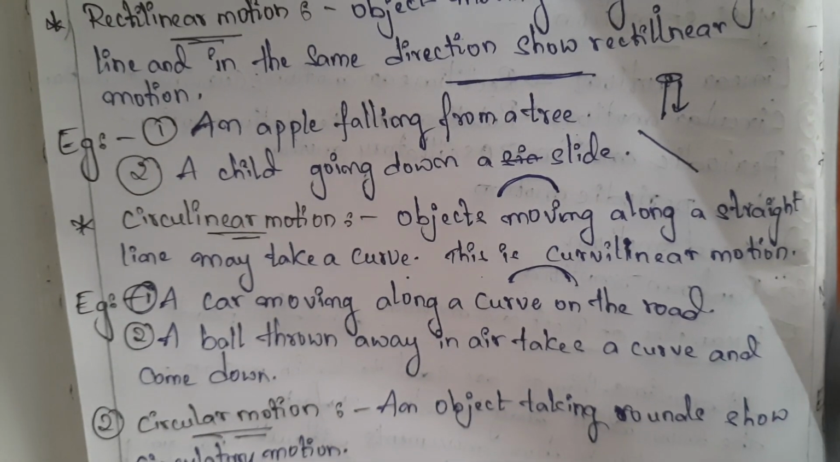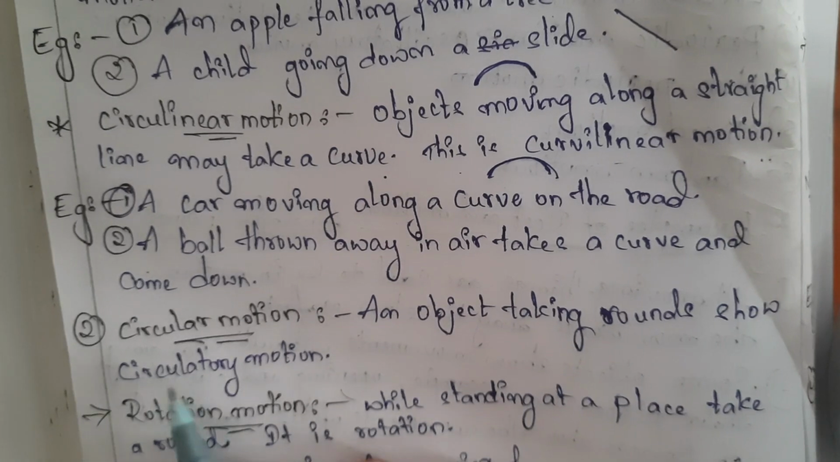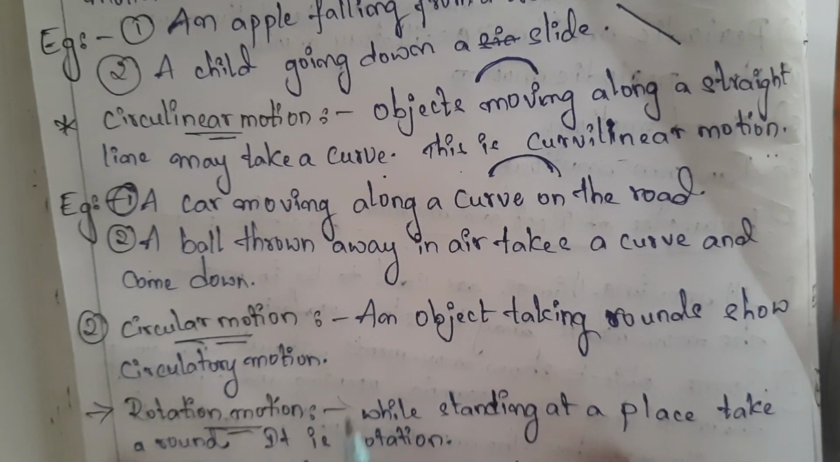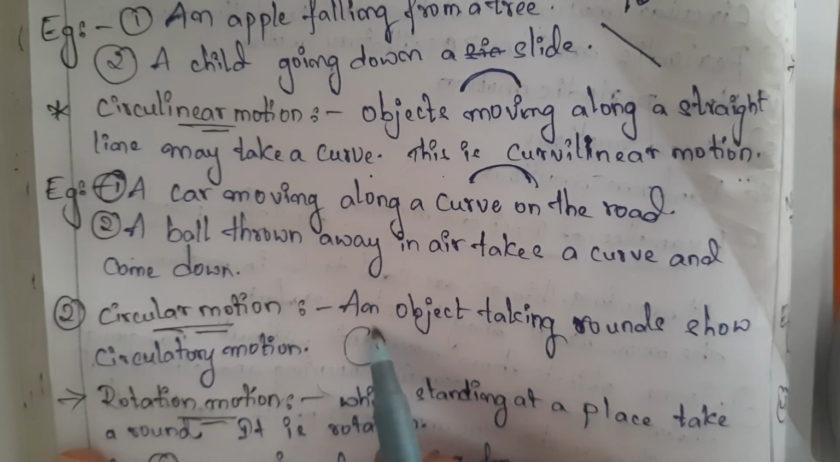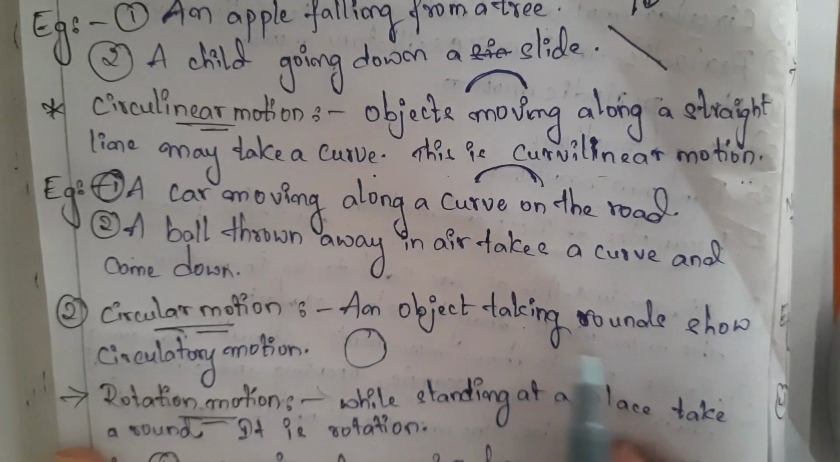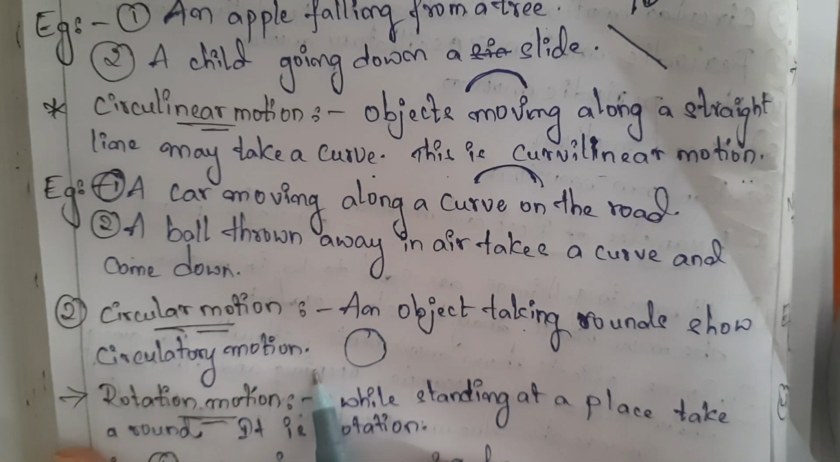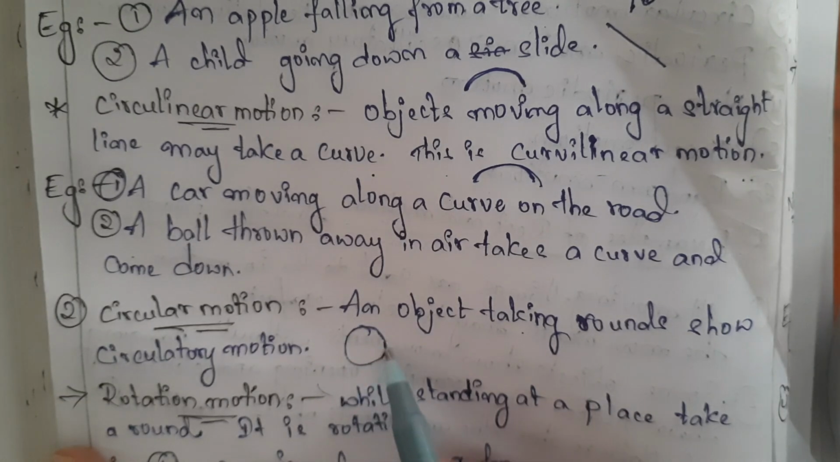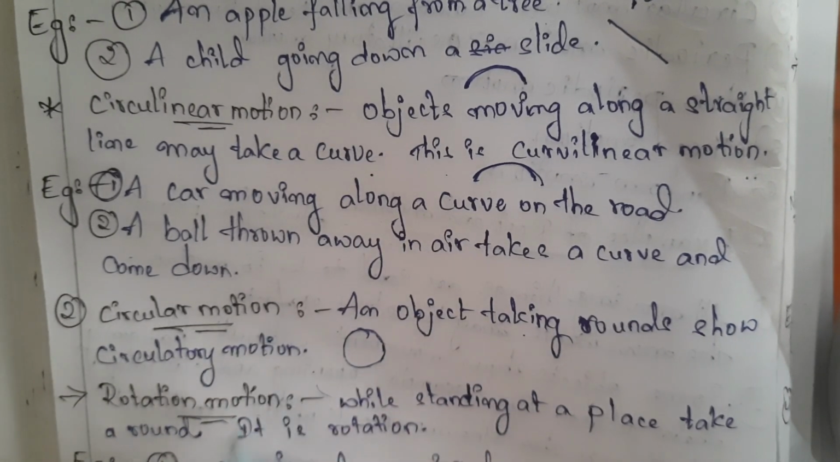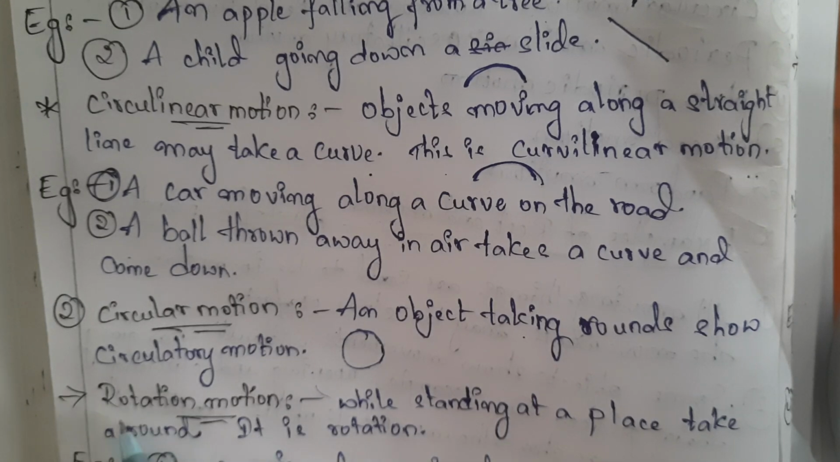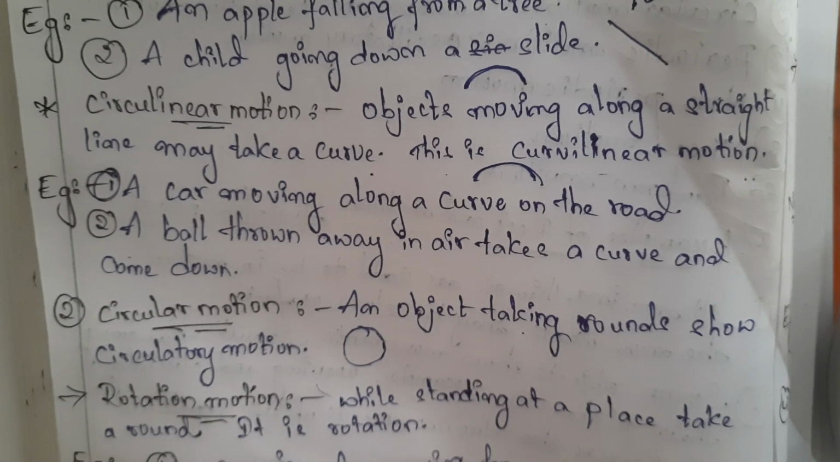Now let's start the second category of motion, which is circular motion. So again from the name we can recognize that circular means something is moving in a circle. An object taking a round shows circular motion. When the object is taking a round, it is showing circular motion. Now circular motion is of two types. We already discussed rotational motion and revolution.